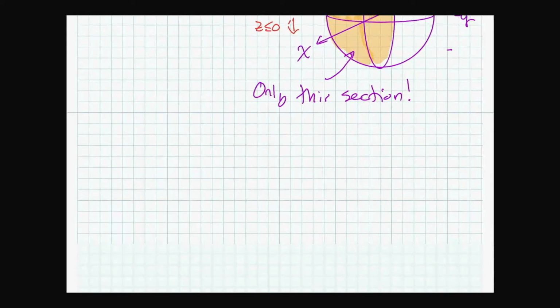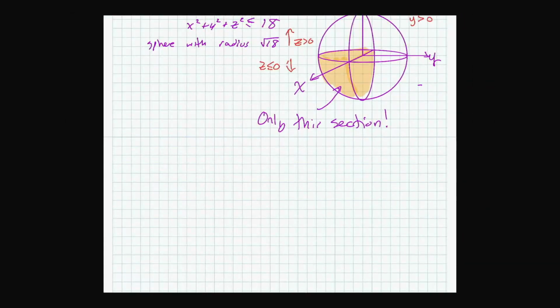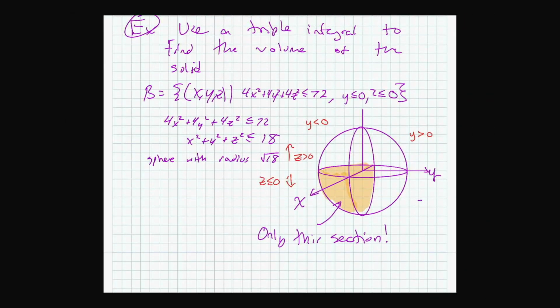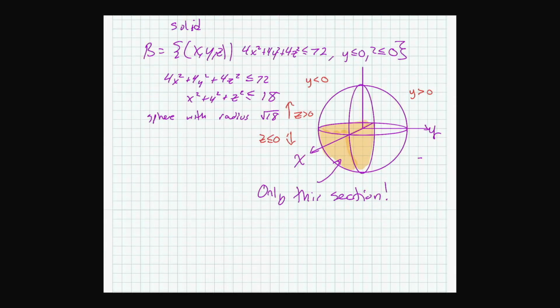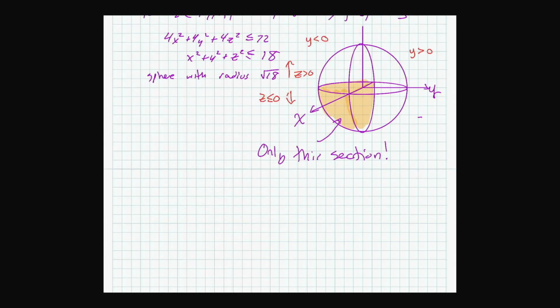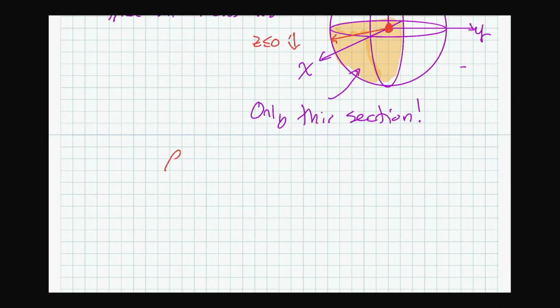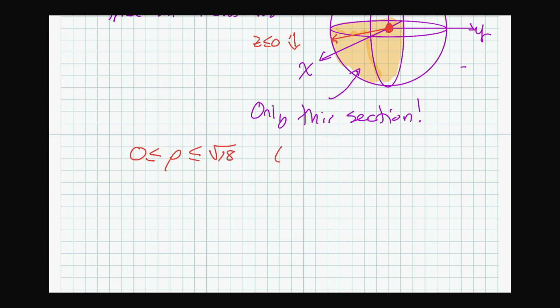Okay, so if that's the section that we're talking about where the z is negative and the y is negative, then what we do is this. So we're integrating from, it's basically the same. Rho equals 0 is here, and then rho equals square root 18 is out there on the sphere. So rho in between 0 and square root 18, that's just going to be origin out to the sphere.